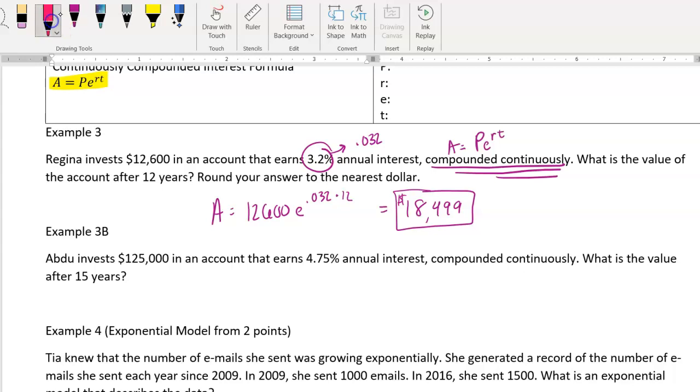Don't forget to change 4.75% from a percent to a decimal. So go ahead and make sure you do that and use the same formula, and hit play when you're ready to check your answer.